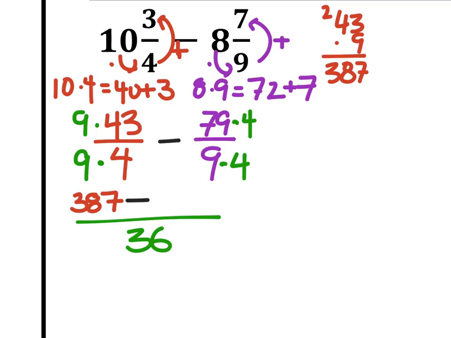And then I got 79. Let's show that 79 times 4 as well. So 4 times 9 again, 36. I'm going to carry the 3. 4 times 7 is 28 plus 3 is 31. So this is 316.